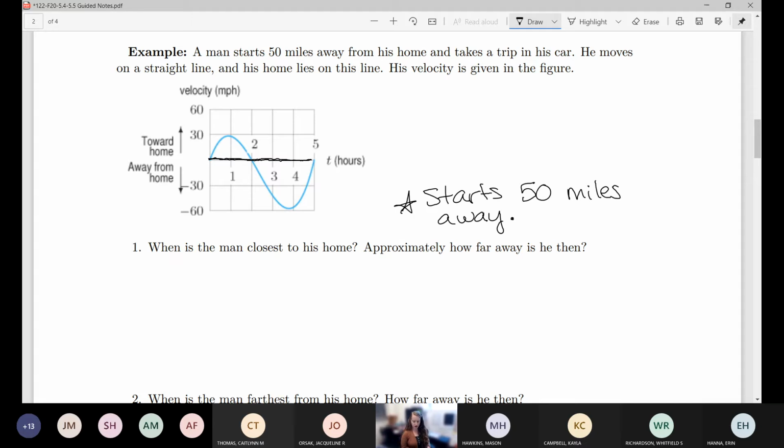So when is he closest to home? Well, that would be essentially before he turns back around. He's going to travel towards his house and eventually turn back around. So he's going to be the closest to his house before he turns around. So he turns around at t equals 2, and that's because that's when it shifts from positive velocity to negative velocity. So he's probably going to be closest when t equals 2.